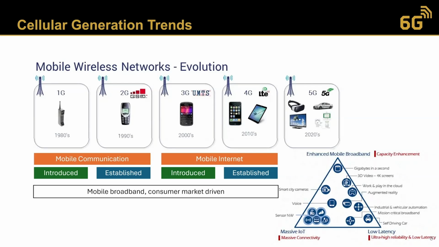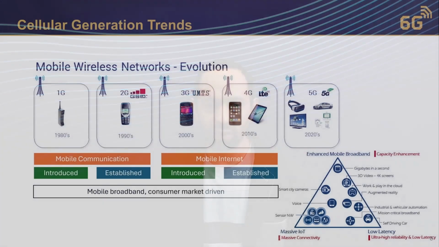Okay, so if you look into 5G, 5G is the first wireless technology or wireless system that introduced multi-service communication. If you look at 1G up to 4G, we can see that the trend was basically focused on mobile broadband, and it was consumer market driven. So basically, from 1G to 4G, the wireless system tried to provide wireless connectivity to the end user, to a normal consumer user, right? But with 5G, multi-service communication was introduced.